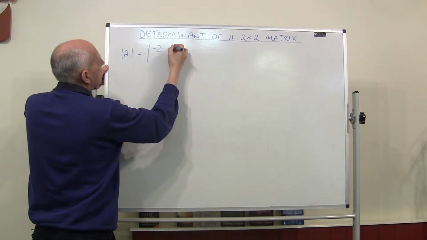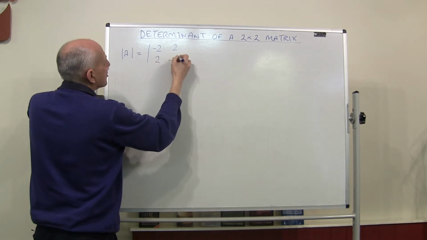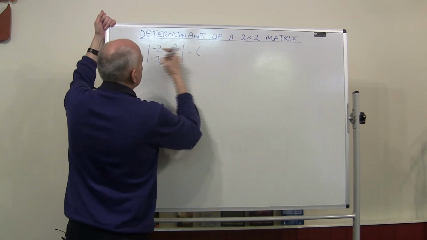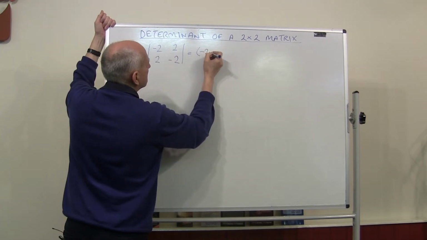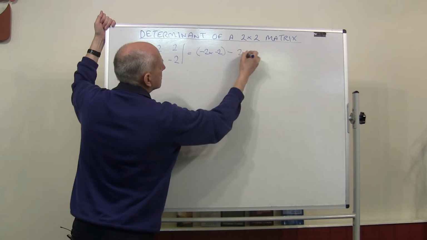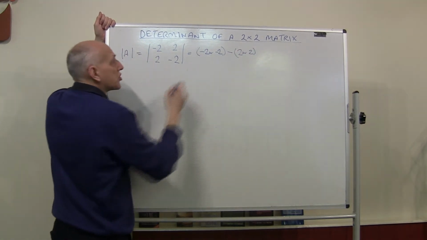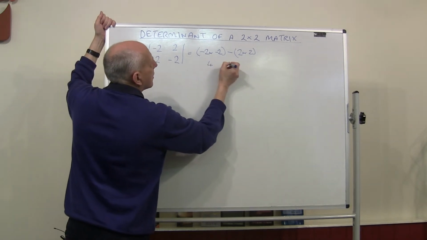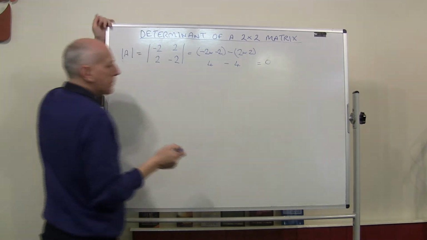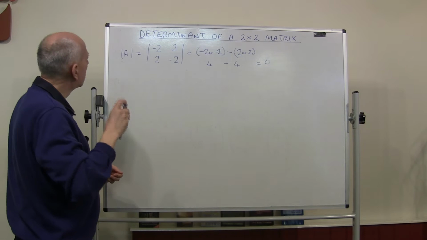Minus 2, 2, 2, minus 2, why not? So we've got minus 2 times minus 2, minus 2 times 2. Okay, so minus 2 times minus 2 is plus 4, minus 4 equals 0. That's a special case, which we won't be going into now.